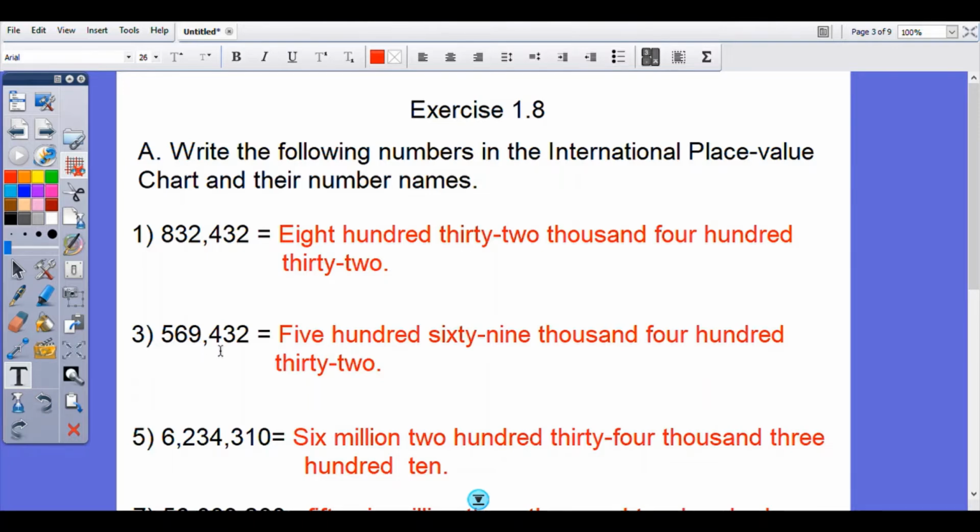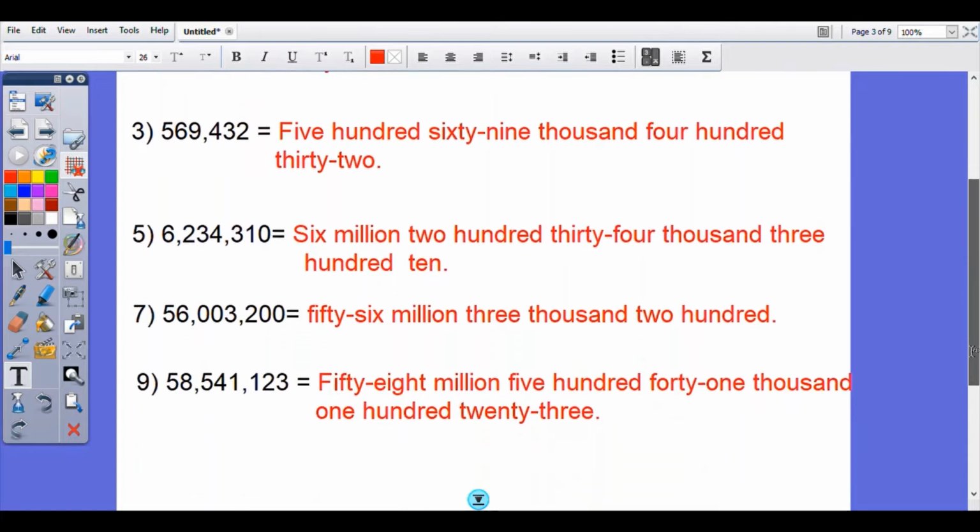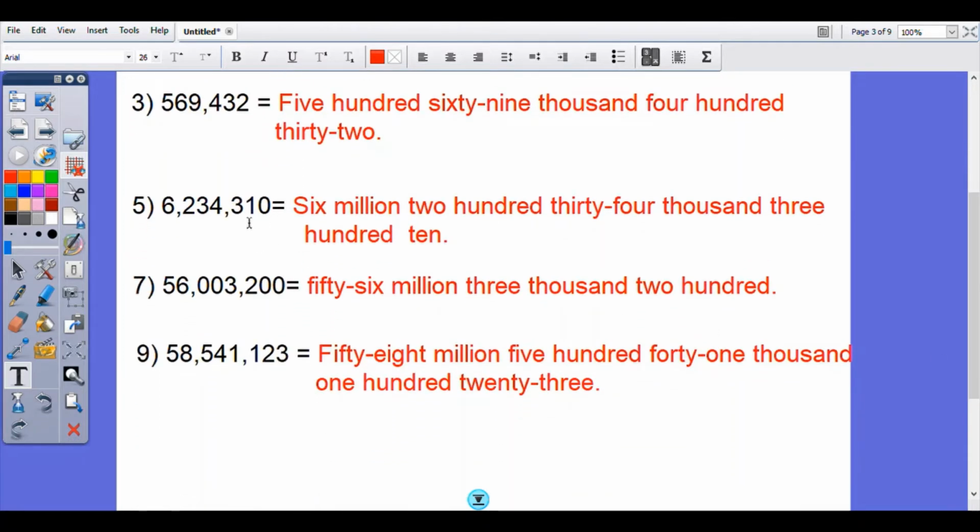569. This is the period of thousand. So 569,432. See here in the group of three. So see ones, tens, hundred, thousand, 10,000, 100,000, then million. So 6,234,310. Here again a group of 3.